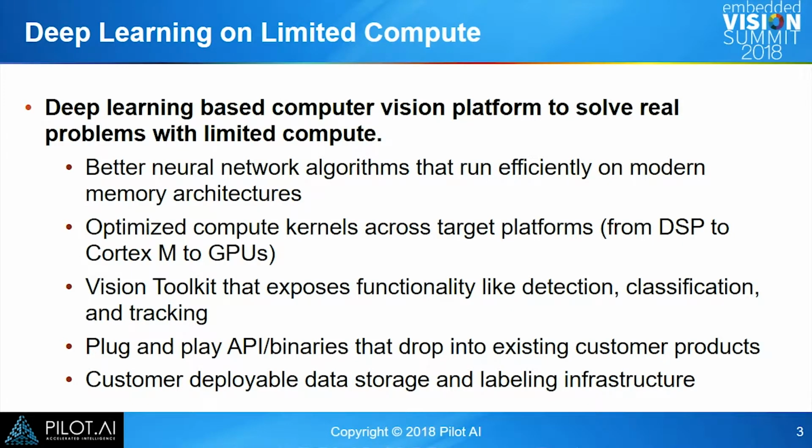At the very core, we just build better neural network architectures, and in particular, architectures that run very efficiently on modern memory architectures, in particular commodity modern memory architectures. Second, we also optimize core compute kernels across a variety of target platforms, everything from low-level DSPs to Cortex M, Cortex A, GPUs, et cetera.